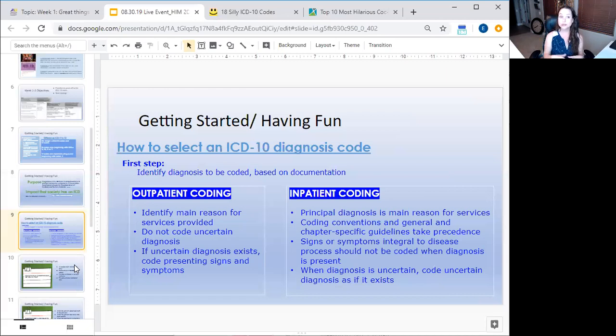This is a big difference between inpatient and outpatient. When a diagnosis is uncertain, you can code that uncertain diagnosis as if it exists. Now, why would you do that? Because you're actually addressing it. You are providing services based on that.